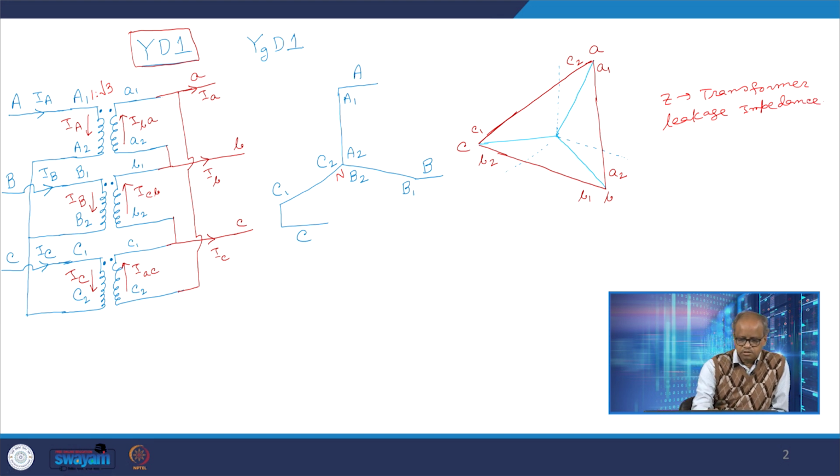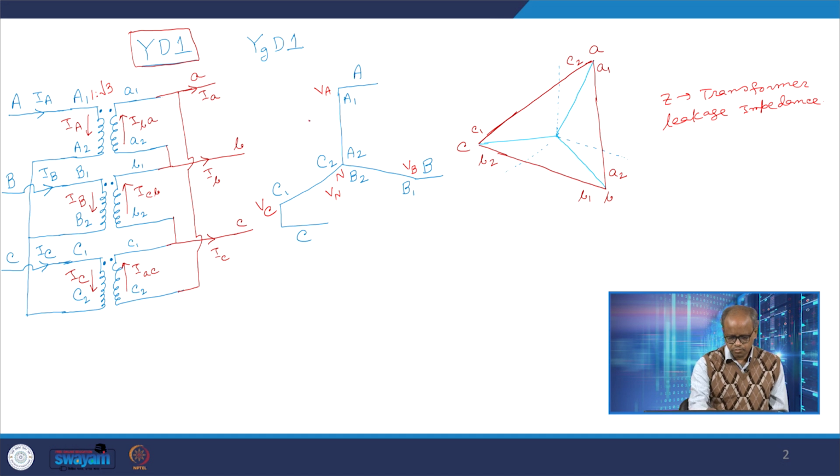Now, this point potential is VA, VB, V capital C, and this point potential is Vn. But the problem is that because it is not grounded, we do not know what the value of Vn is. So we have to eliminate it somehow.